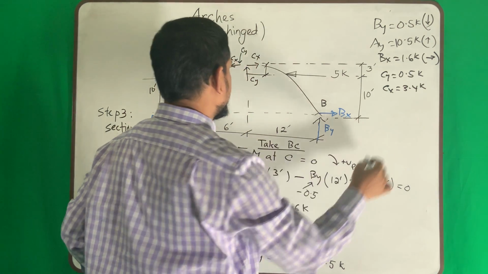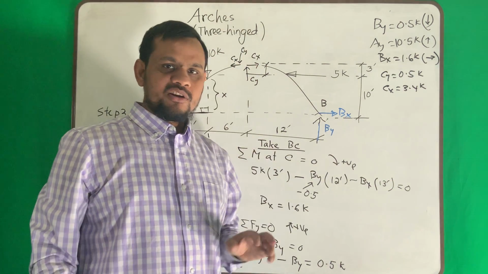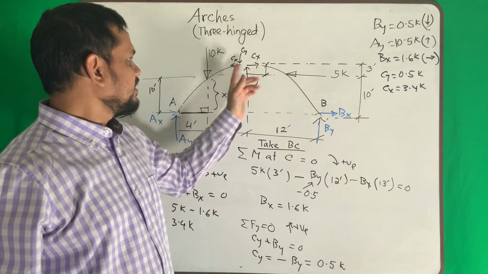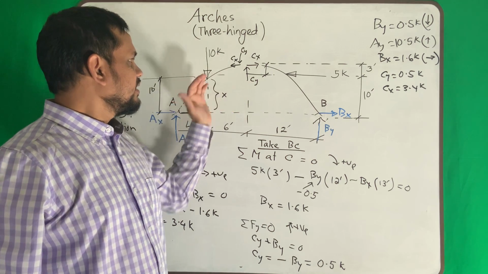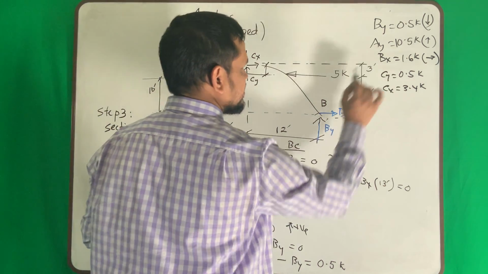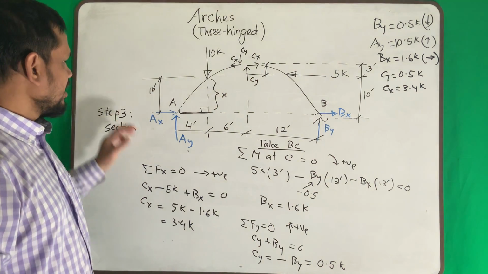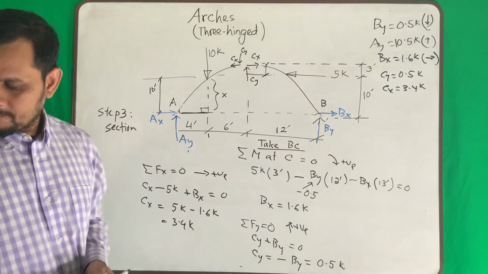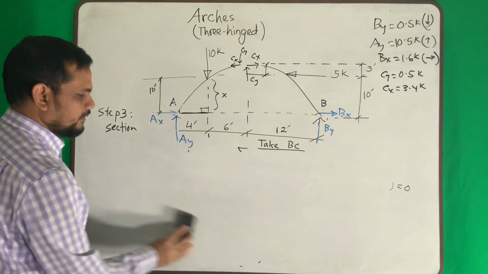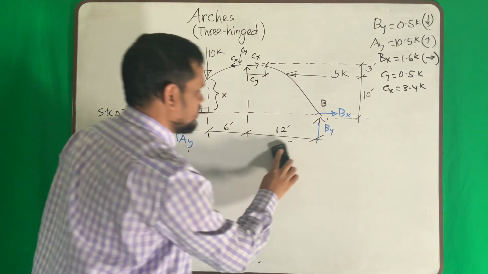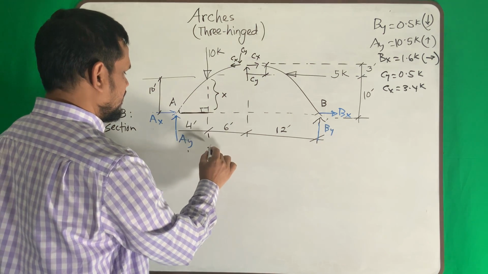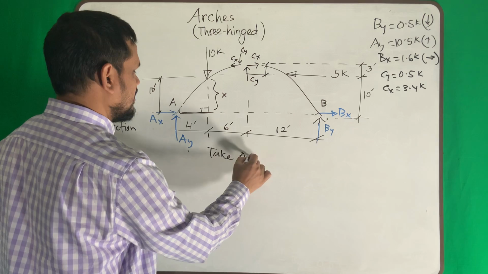we got Cx 3.4. Now for Cx and Cy, we cannot show any direction because it is internal. If I consider this portion, it is this way, that way. If I consider this side, it is that way, this way. So for internal reaction, they will not ask you the direction. So Cx, Cy done. Now only remaining is Ax. So what can we do for Ax? We can consider this portion, and so take AC member.